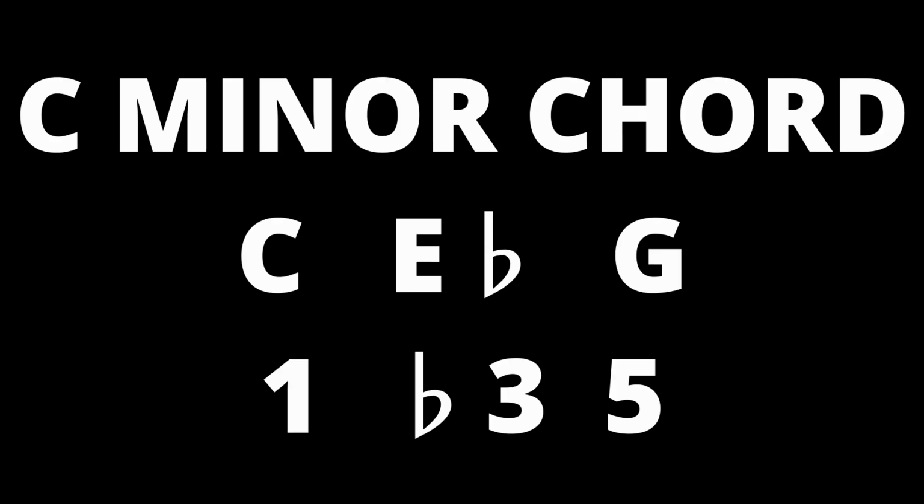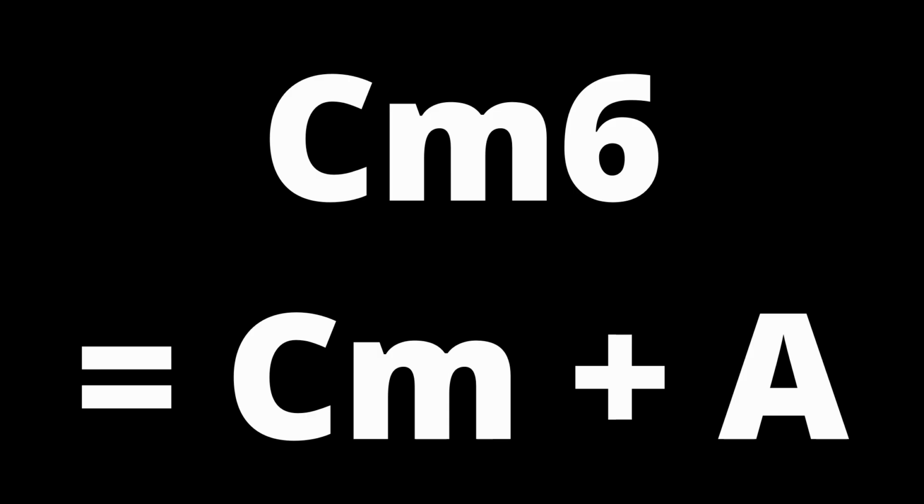Let's clarify this with some examples. The C major scale has the following notes: C, D, E, F, G, A, and B. To create a C minor chord, we take the first, flat third, and fifth, which gives us C, E flat, and G. The 6th note in the scale is A, so in order to create our C minor sixth chord, we take the C minor chord notes and add the 6th note from the scale as a 4th note. This means that the C minor sixth has the notes C, E flat, G, and A.